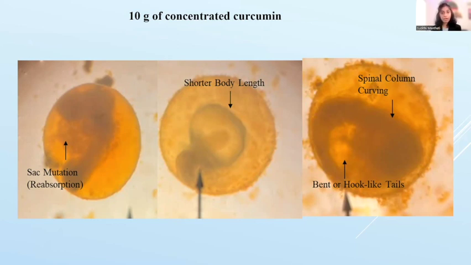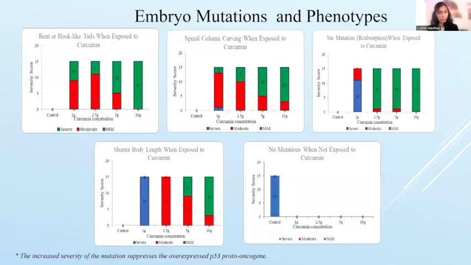This proves that as the concentration of curcumin was increased, the mutations also increased, which means that the p53 proto-oncogene that is being overexpressed in zebrafish embryos was clearly suppressed, thus suppressing the cell signaling pathways, not allowing for normal body development. I also graphed my results in order to provide another view at how the increased amount of curcumin affected the rate of mutation.